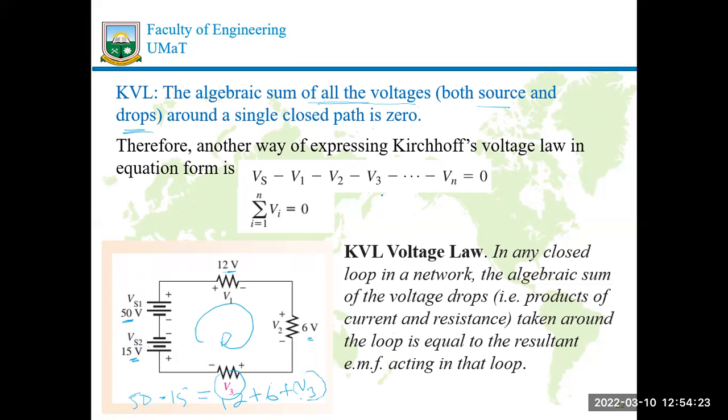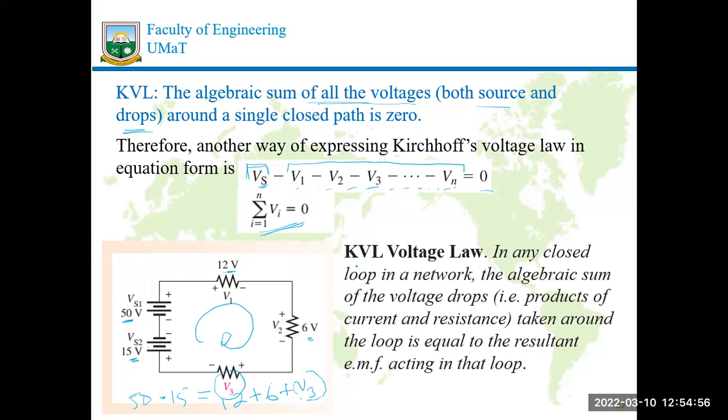So mathematically, you say Vs minus the voltage drops to the nth term is equal to 0. Or you can use the algebraic sum as well. The summation of all the voltages should be equal to 0. Some books will say voltage rise. They talk about the voltage source as a voltage rise. So the voltage rise will be equal to the voltage drops.